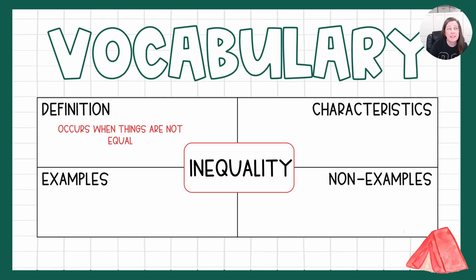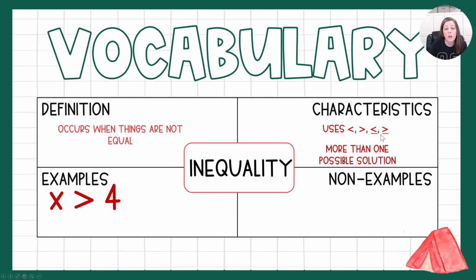So some characteristics. It uses these symbols: less than, greater than, less than or equal to, greater than or equal to, and an inequality has more than one possible solution, which is why it's not equal, because there can be a lot of things that work. Some examples: x is greater than 4, or even x is less than or equal to 2. Non-examples: anything that's equal, because again, inequality, not equal.